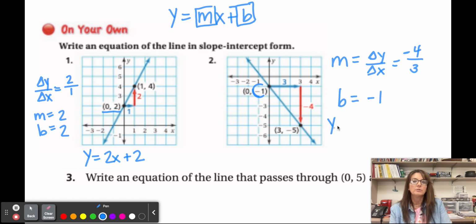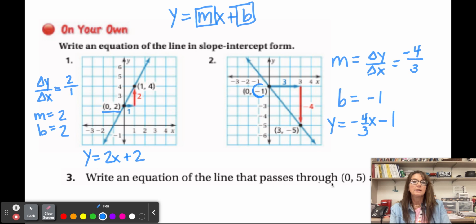So in slope-intercept form, we put m in there, -4/3, x, and then we could put plus a -1, but we really don't have to. To be more mathematical, we want to simplify that to -1 because it's crossing at a -1.